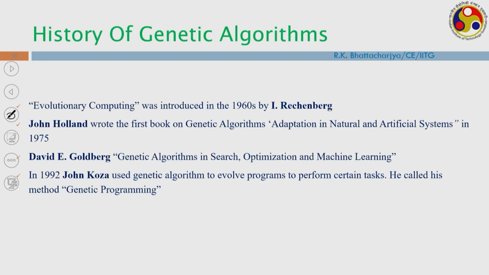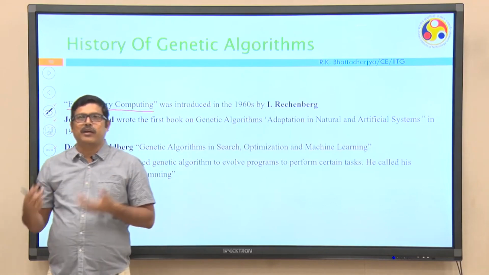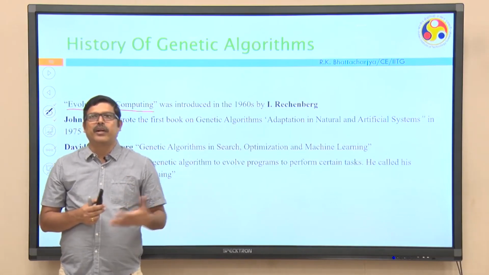Now, history of genetic algorithm. Evolutionary computing was introduced by I. Rechenberg in the 1960s. Around the 60s people discussed evolutionary computing, but at that time it was not very popular. People did not accept that as an optimization method. It was just discussed. Some people tried to solve some simple optimization problems using this concept, but it was not very popular. Even today some people say that genetic algorithm or other metaheuristic optimization methods are not really an optimization technique.